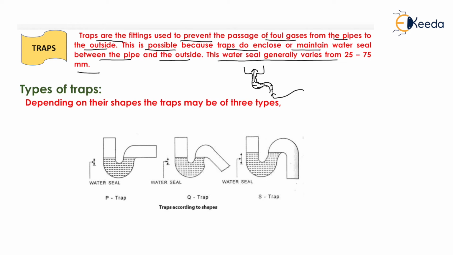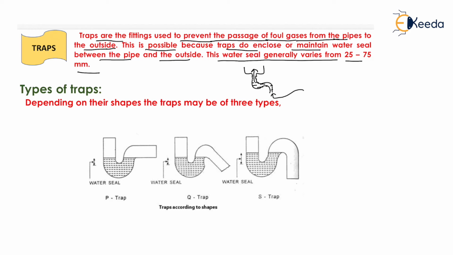Okay, it will prevent the incoming foul gases from the house sewer or from the street sewer into your WC. That's why we need to provide the trap, so that we maintain a water seal between 25 to 75 mm, which will prevent the passage of foul gases from the pipes to the outside, as well as from the outside sewer to the inside of your bathrooms and WCs.